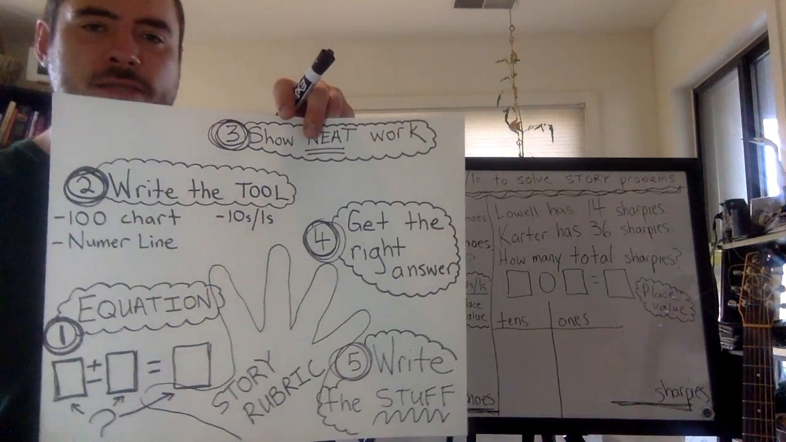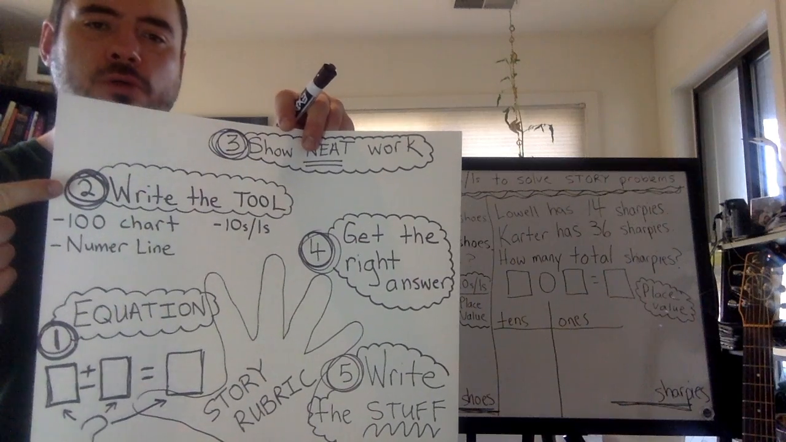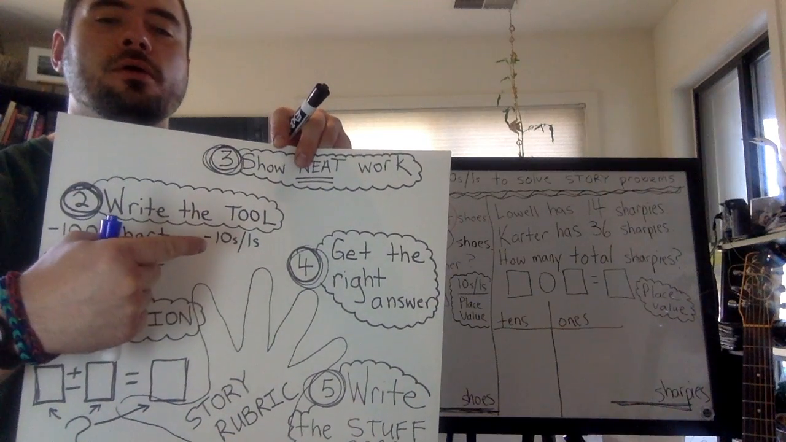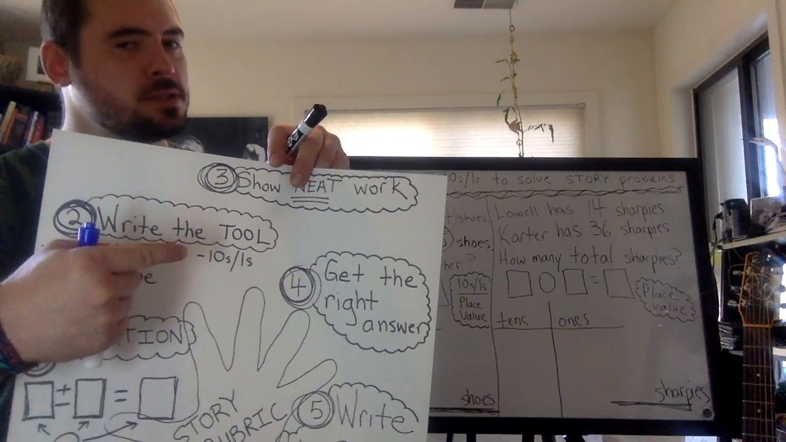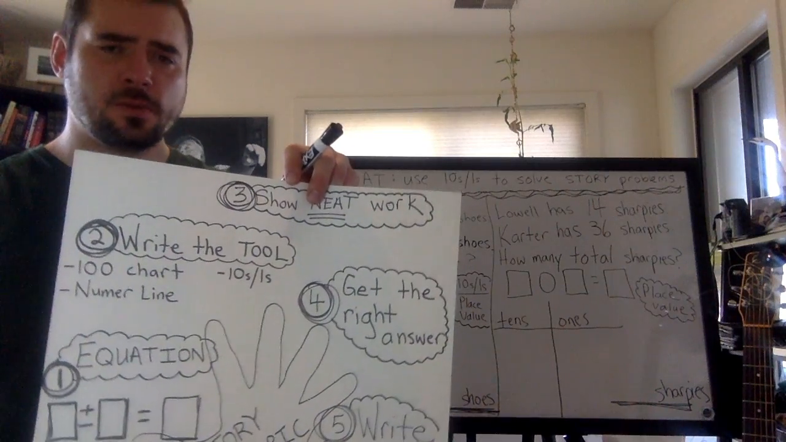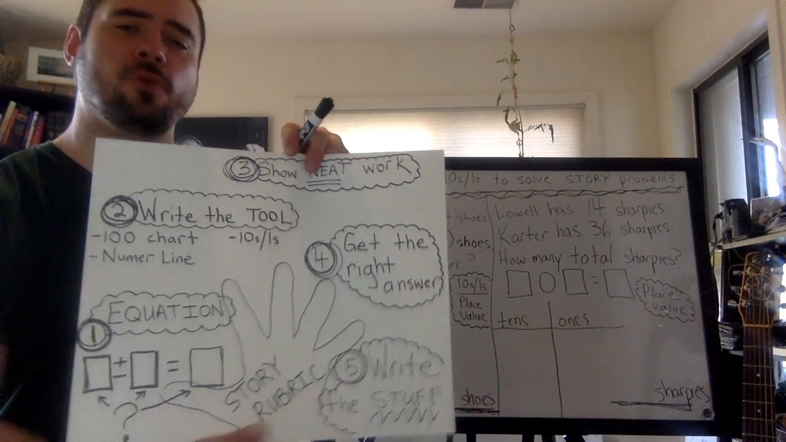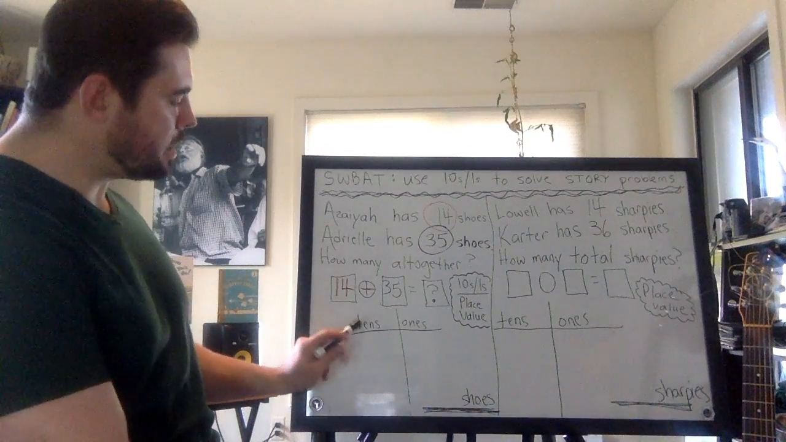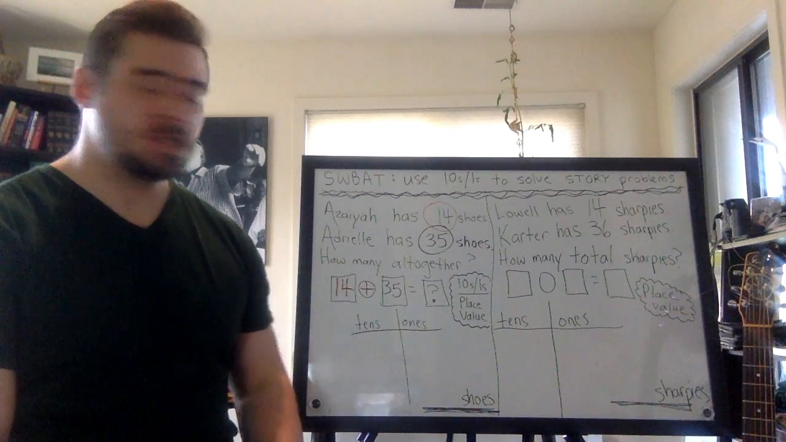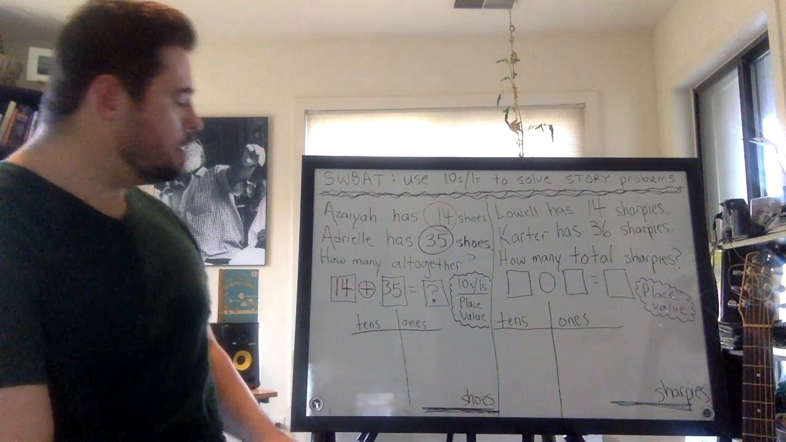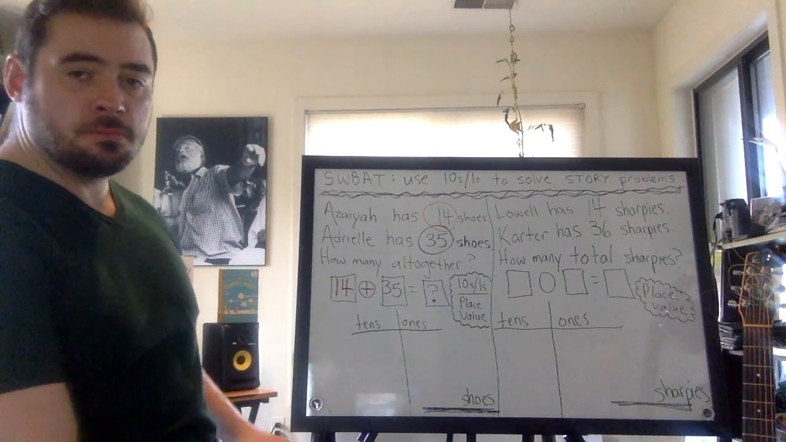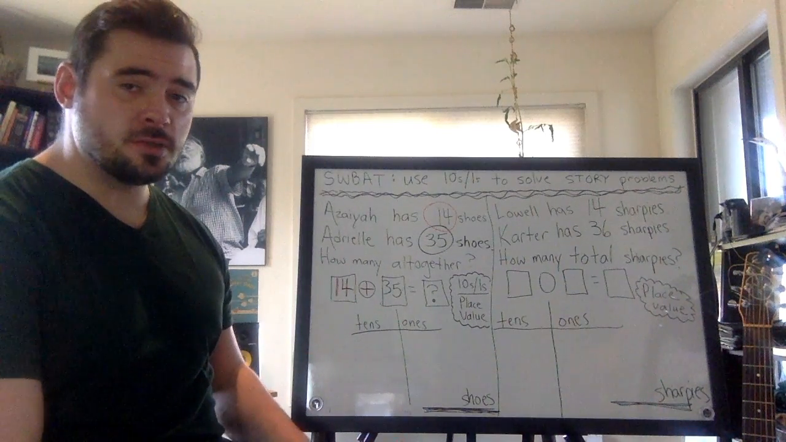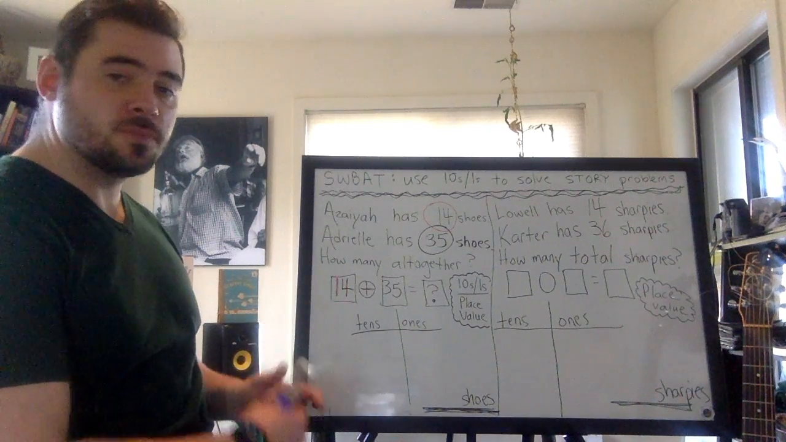Number 2 says write the tool. Are you going to use the 100 chart? Are you going to use the number line? Or maybe let's use tens and ones. Let's use place value, because that's what we were working on and practicing before we went home for distance learning. So let's continue with that. I drew my tens and ones chart, nice and neat. What I'm going to do is first put 14. You could put 35 first if you want. That's up to you. I'm just going to start with what I know first, 14.